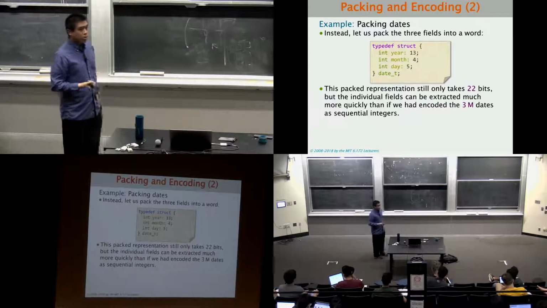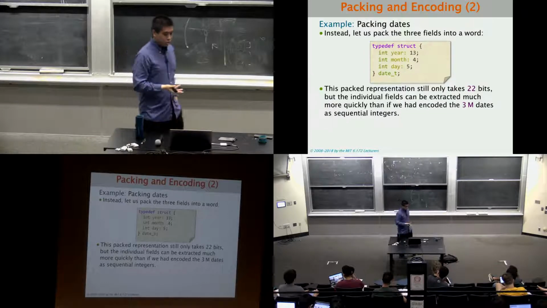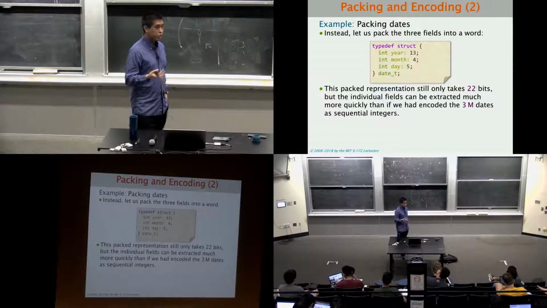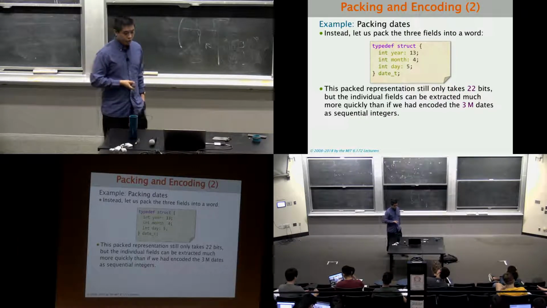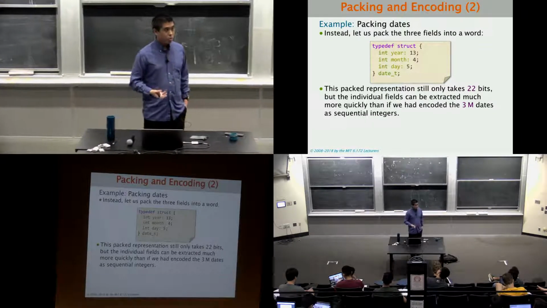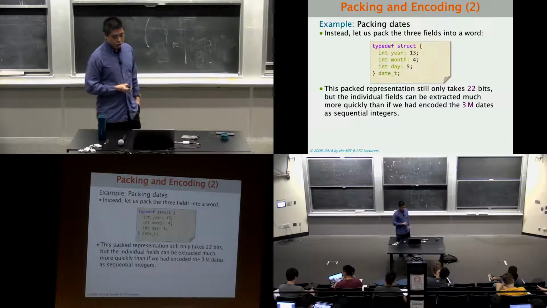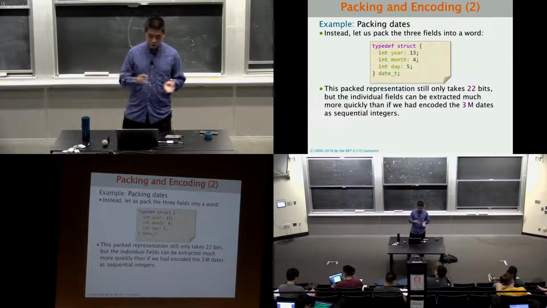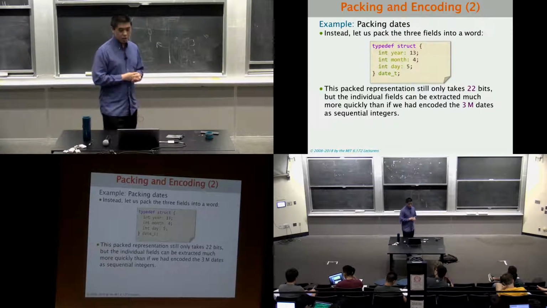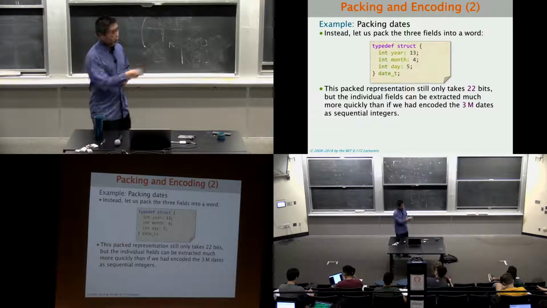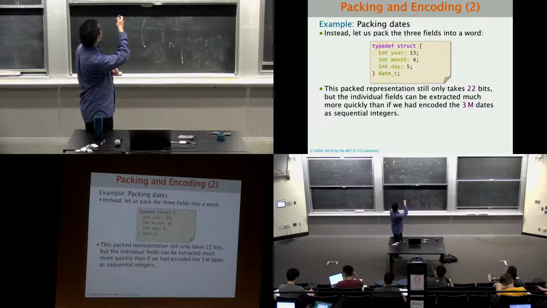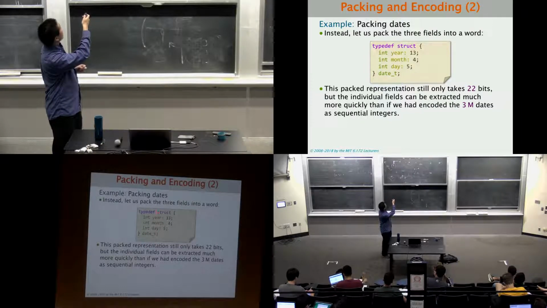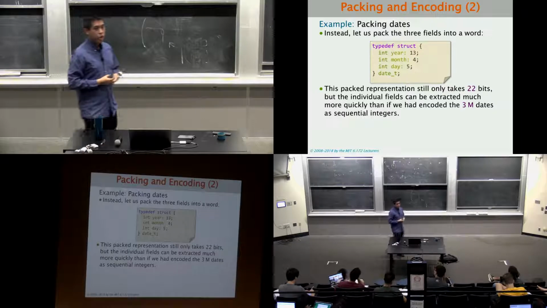For the month, I have 12 possible months, so I need log base 2 of 12 rounded up, which is 4. And then finally, for the day, I need log base 2 of 31 rounded up, which is 5. So in total, this still takes 22 bits. But now the individual fields can be accessed much more quickly than if we had just encoded the 3 million dates using sequential integers. Because now you can just extract a month just by saying whatever you named your struct, you can just say that struct dot month, and that gives you the month.